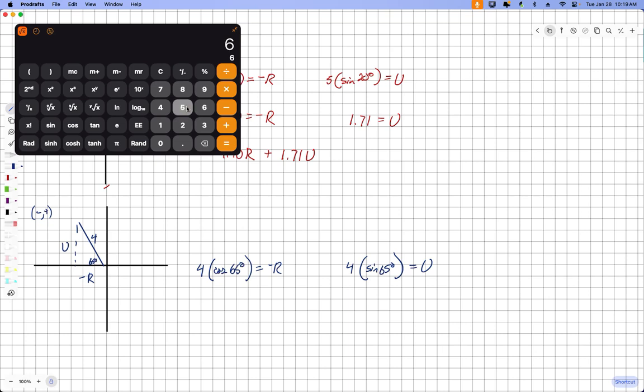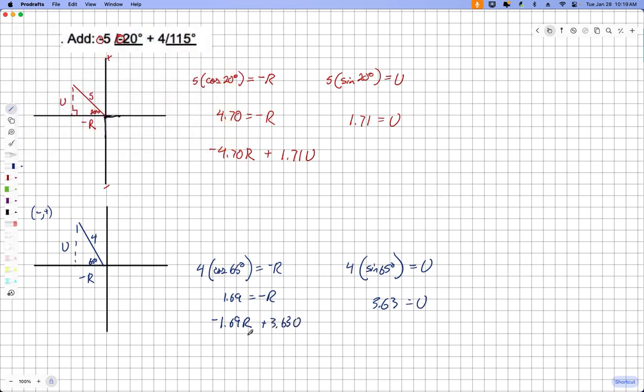So 65 cosine times 4. 1.69. That one's easy. The negative reminds me to flop it. Negative 1.69r. And then I've got this one, 65 sine times 4, 3.63. So that would be plus 3.63u.